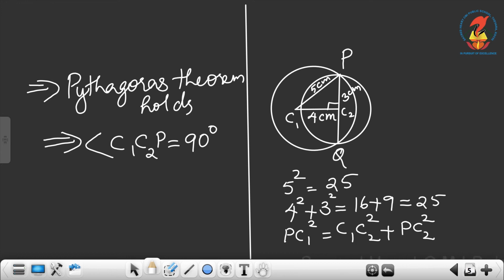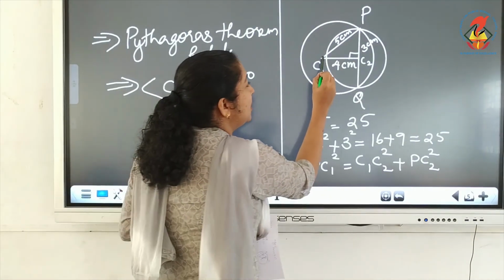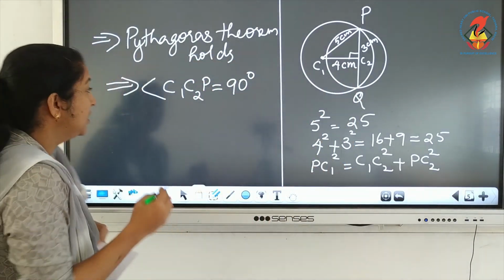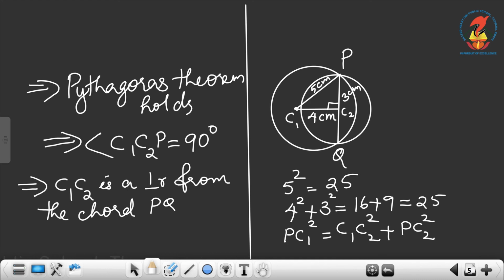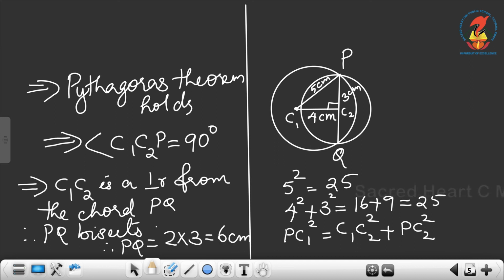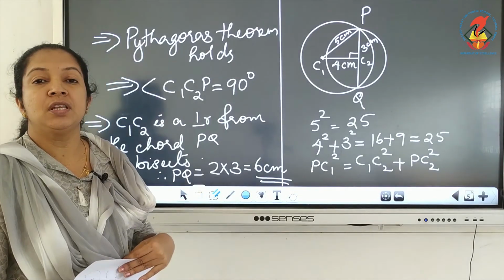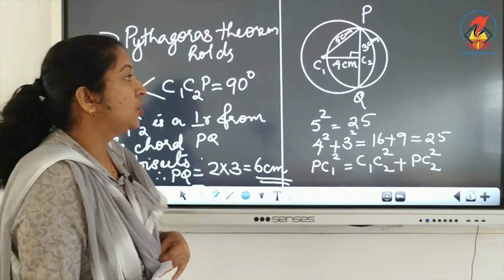If this is 90 degrees, what can we say? This is a perpendicular from the center to the chord PQ. This means that C1C2 is a perpendicular to the chord PQ. Therefore it bisects PQ. Therefore, what is the length of PQ? PQ is equal to 2 times 3, which is equal to 6 centimeters.